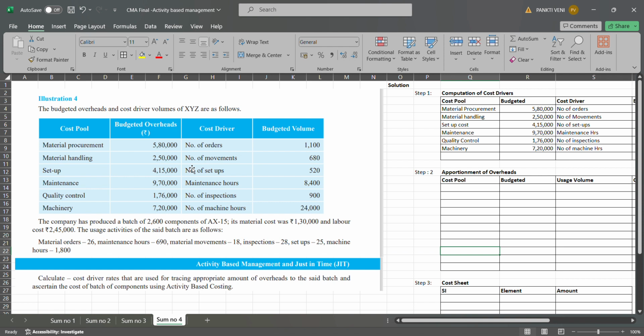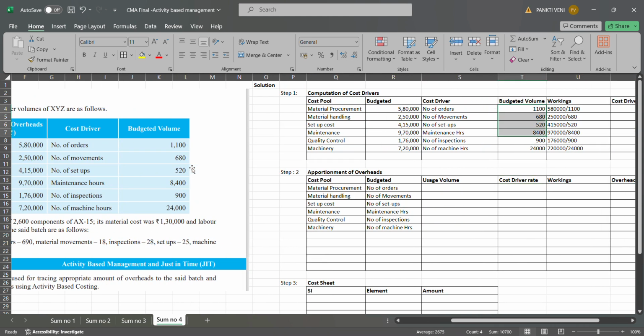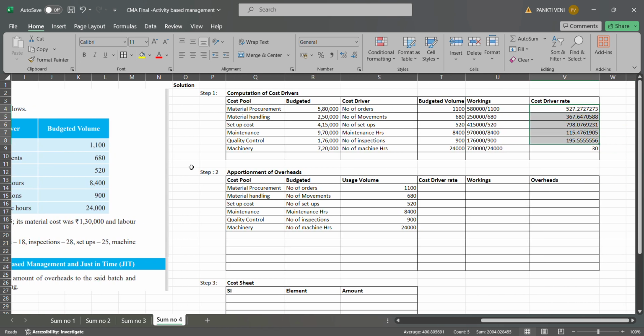So for apportionment of overheads, I'll write first material procurement here. Okay, I'll note down all my activities here: material procurement, material handling, setup cost. Okay, I did that. Now I'll go for number of orders, number of movements. I'll note down all these things. Okay, now I'll note down my volume also. After this, I'll note down my cost driver rates.